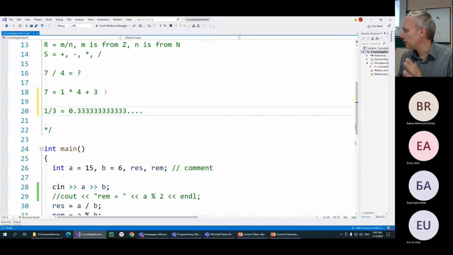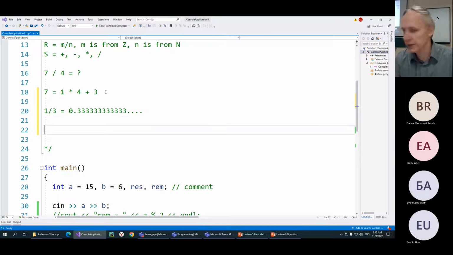Some real numbers can be written in decimal form with a fixed number of digits after the decimal point. For example, 1/2. A very simple example is 0.5, and that's all. But 1/3 cannot be written that way.